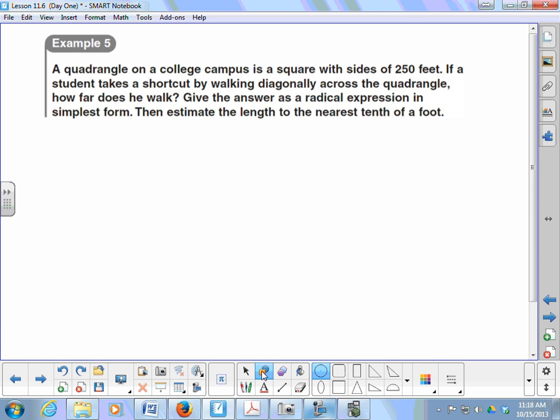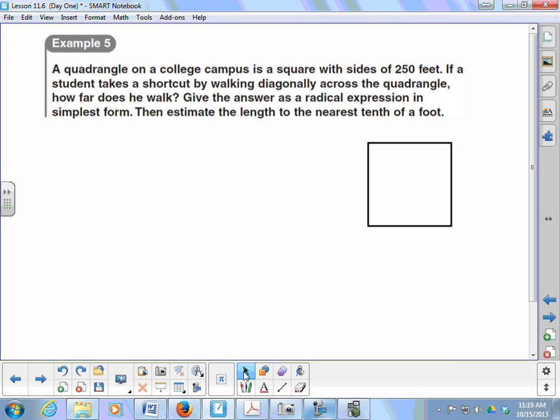What? Write down 250? Are you sure? Okay, it's a good idea. Write down 250. But this is talking about what kind of an object? A square. So the first thing I want to do is draw a square. Okay. It says the sides are 250 feet. All right, so 250, 250.